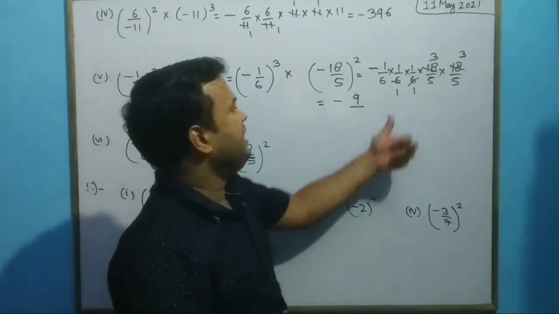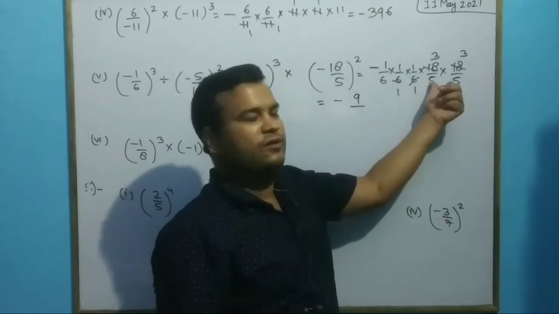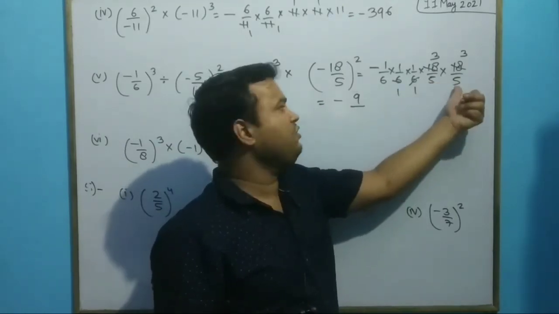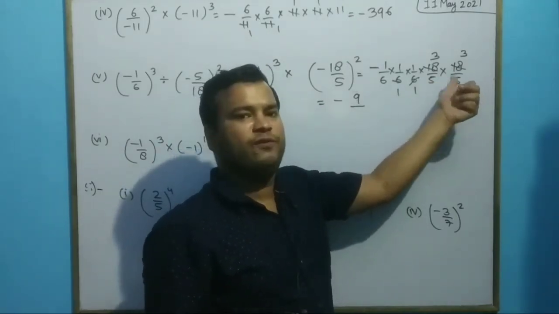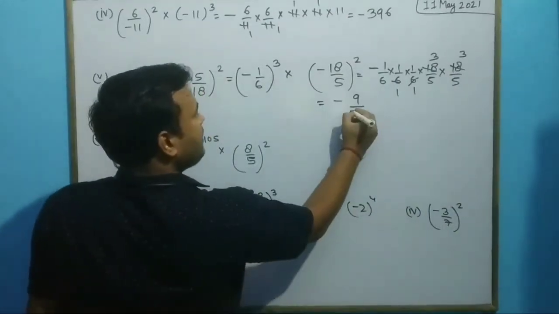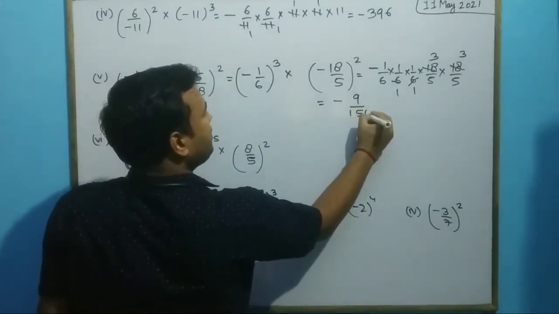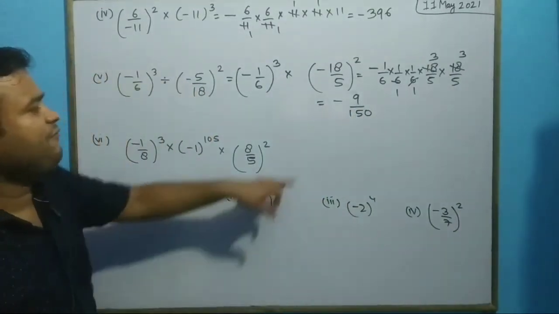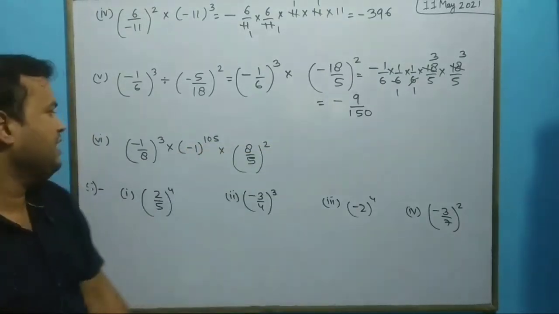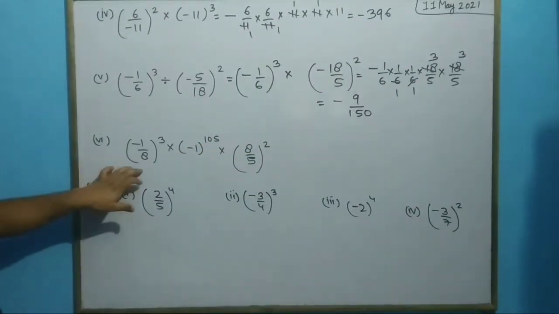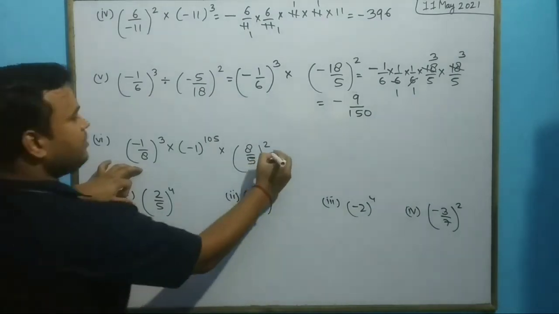Minus 9. Again 6 into 5. 6 5 is 30. 30 into 5 is 150. Okay. Now the final answer is minus 9 upon 150. So let us see the last question of this fourth part.